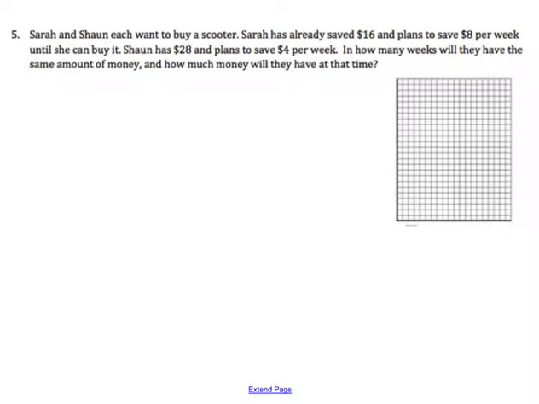So we're going to write two equations. We're going to write one for Sarah and one for Sean. So let's start with Sarah. Her total amount of money is going to be equal to, well, for every X week that goes by, it says that she's saving $8. So for every X week, she's saving $8.